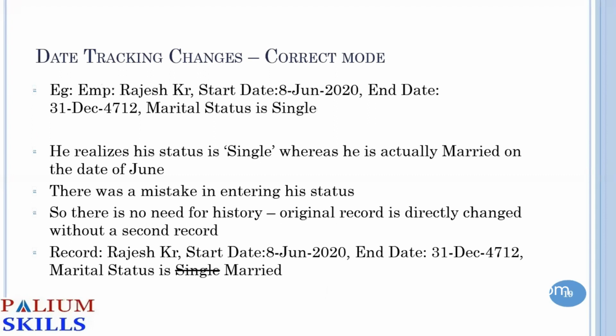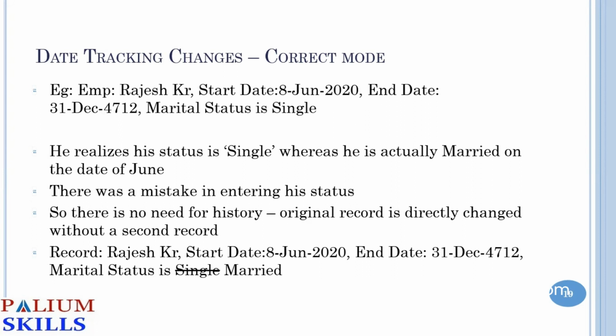Now, you might have a correct mode. Correct mode means there was some correction that you need to put in, so there was some mistake. Let's take the same example. Rajesh Kumar, his start date is 8th of June 2020, end date is 31st December 4712, and the marital status is single. He realizes he was actually married on 8th of June. By mistake, it was entered as single in the system. So there was a mistake in entering his status.